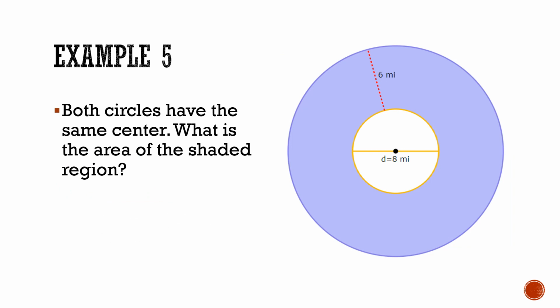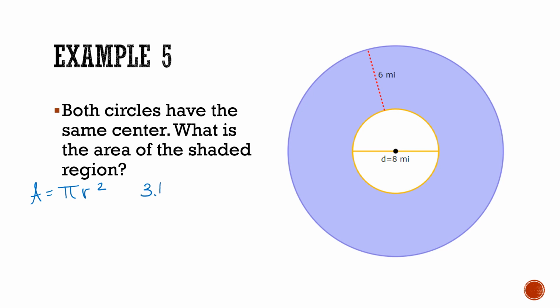Okay, I want you to pause your video, use your formula for area of a circle to find the area of the shaded region. So we're going to start with our big circle. So we're doing A equals pi r squared. That's our formula for area of a circle.